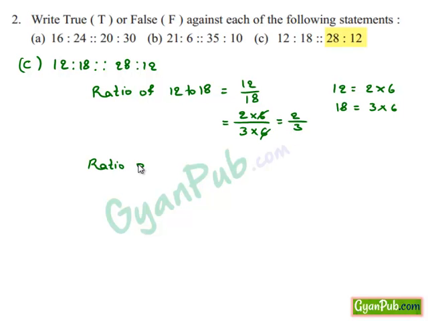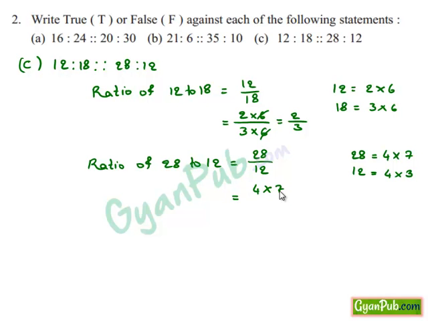Similarly, the ratio of 28 to 12 is equal to 28 upon 12. Here 28 is equal to 4 times 7 and 12 is equal to 4 times 3. Now by rewriting the given fraction, we get 4 times 7 upon 4 times 3, and 4 in the numerator and 4 in the denominator gets cancelled, which gives the ratio of 28 to 12 as 7 upon 3.